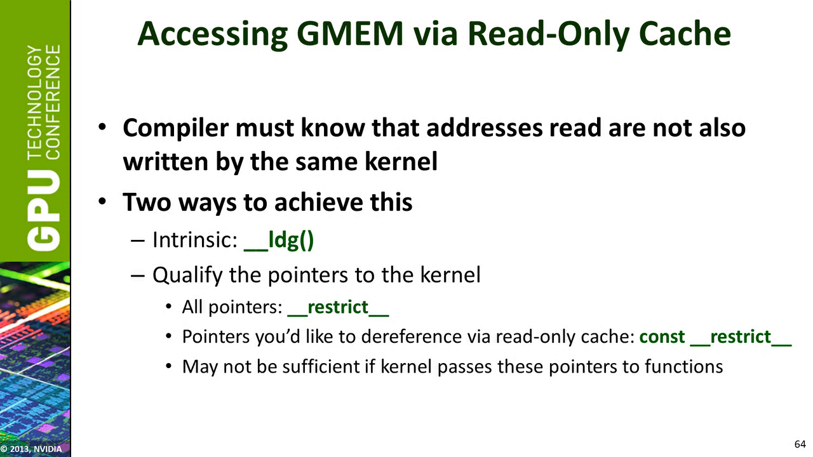You either use the LDG intrinsic, which takes an address and then generates an instruction that will go through the read-only cache, or you convince the compiler that any address that's being read is not going to be written by somebody else in the same kernel. That is a bit hard to convince the compiler of, but I'll talk about that. So if we look at the intrinsic first, that's what the code would look like.